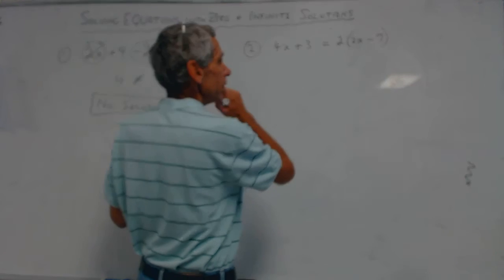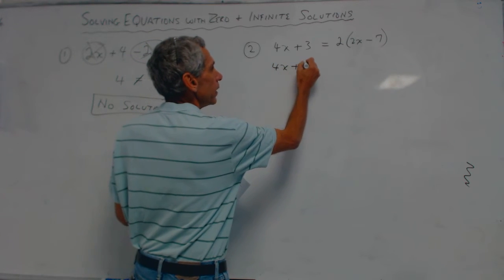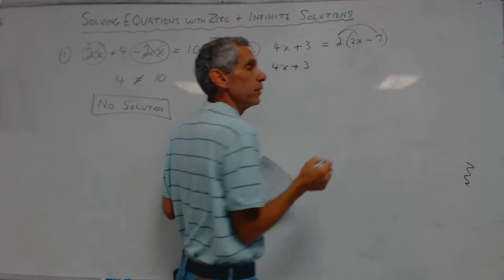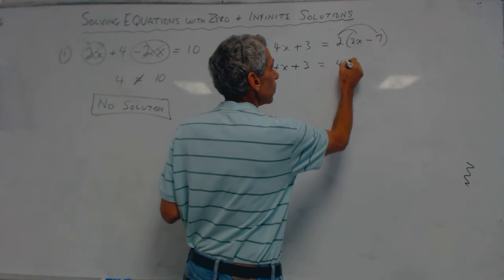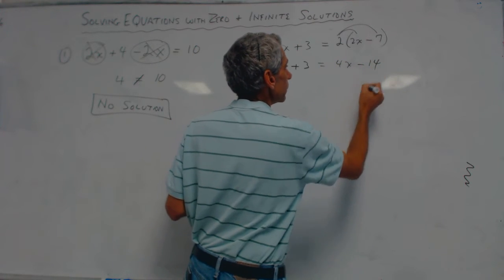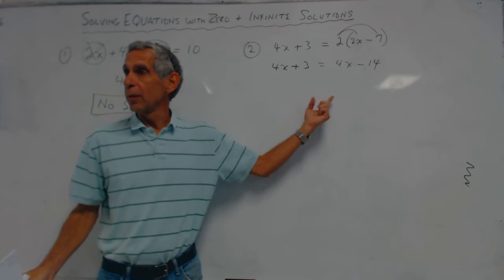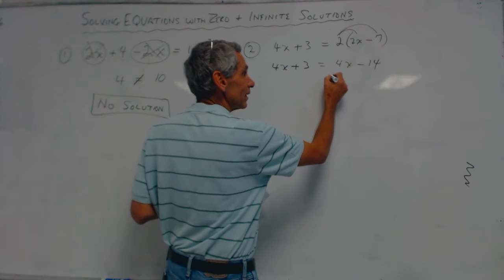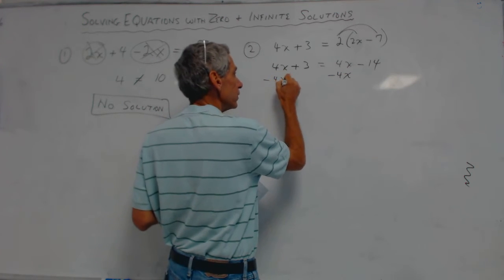Let's try this one. Maybe this one will work. We'll see. So we got 4x plus 3. And everybody knows now that you got to do the distributive property to get rid of the parentheses, right? So that equals 4x minus 14, okay? And we notice there's x's on both sides. We got to get rid of those x's on both sides, right? Definitely. So we're going to subtract 4x from this side, and we'll subtract 4x from this side.